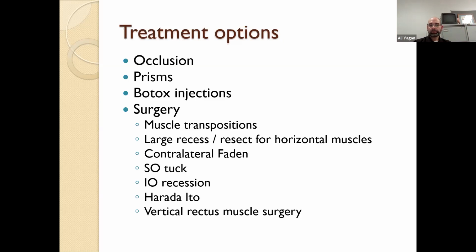So we have the superior oblique muscle tuck, inferior oblique recession, and the Harada-Ito procedure, and the ophthalmologists would know these.